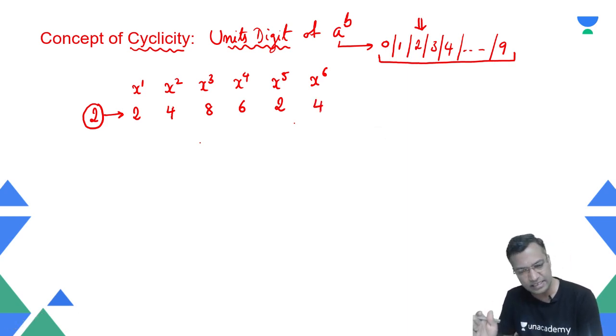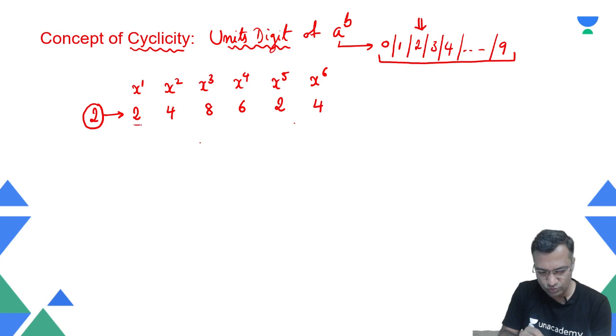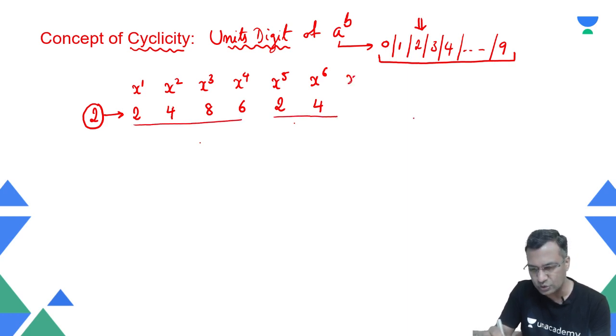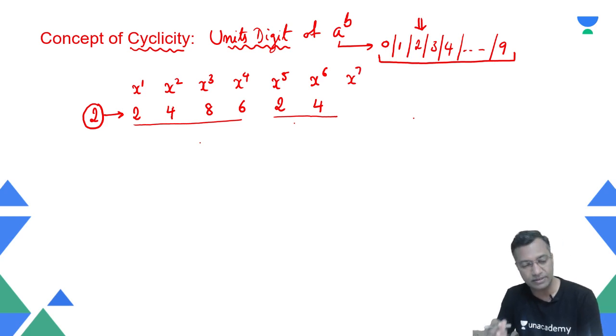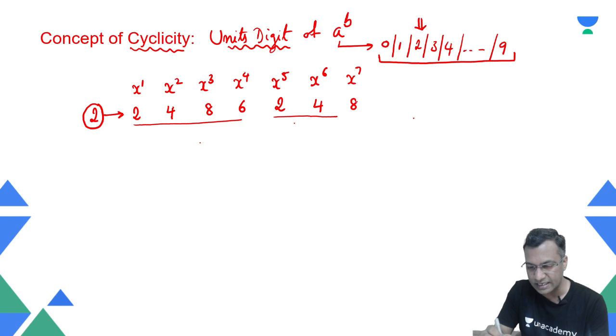What did you start seeing here? Now look at this. There is 2, 4, 6, 8. Again, you got 2 and 4. If you want to continue this, you can write x raised to power 7, which is 2 raised to power 7, 128. You get this 8 back again. If you write x raised to power 8, that is 2 raised to power 8, which is 256, therefore it is back to 6. Now look at this cycle.